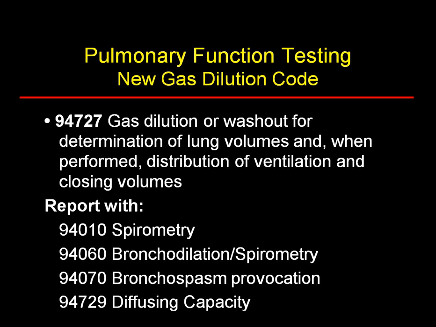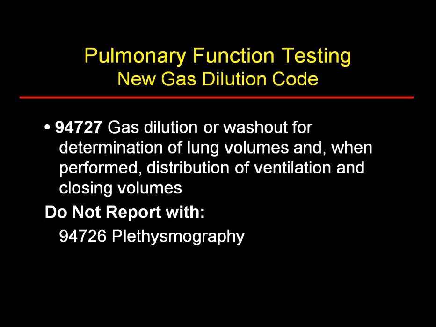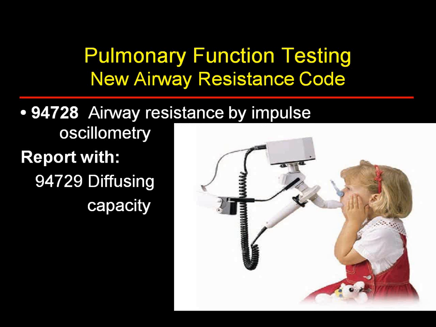Similarly, if one's performing lung volume measurements or any of these other measurements, such as the distribution of ventilation or determination of a closing volume, one can report the gas dilution techniques with the same 3 spirometry codes or diffusing capacity. Next slide. And in parallel, if one is reporting gas dilution techniques, one does not simultaneously report body plethysmography. Next slide.